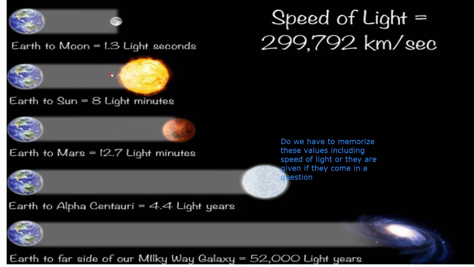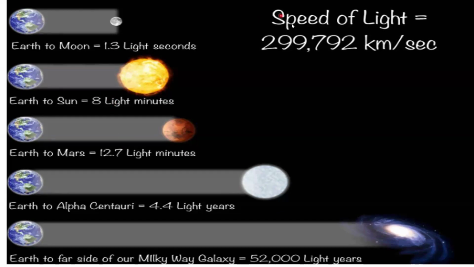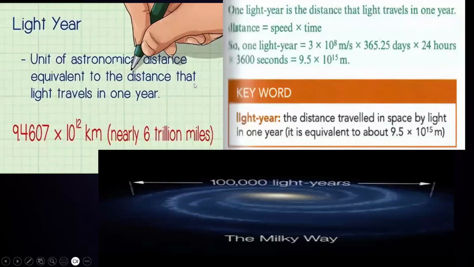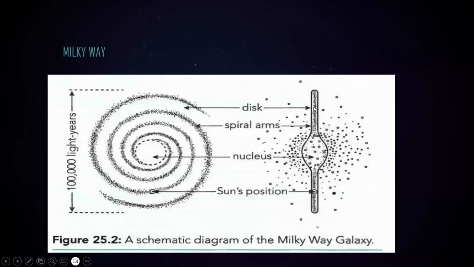You don't have to memorize these values. You just have to learn the light year, which is equal to 9.5 exponent 15 meters. That's it. If you travel to Mars with the speed of light, you will take about 12.7 minutes. If you travel to Alpha Centauri, it will take about 4.4 light years. And if you travel to the far side of the Milky Way galaxy, you will take about 52,000 light years. What is the size of our Milky Way galaxy? It's 100,000 light years.